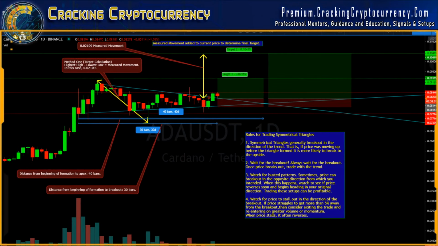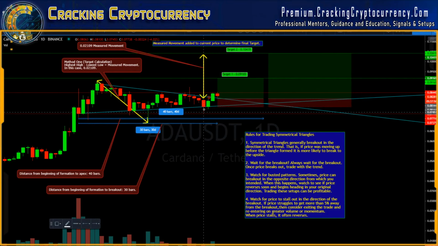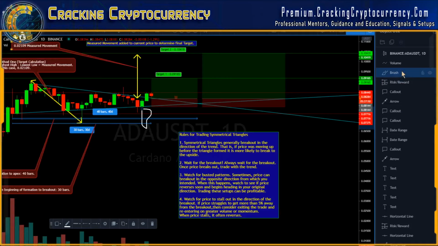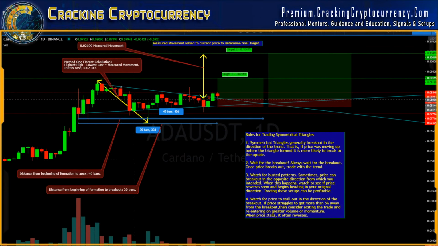So for example, if price here on this swing low would have continued down and closed below the lower band of support for the symmetrical triangle, you would look at that on the daily close and think, oh, it's not going to break up.